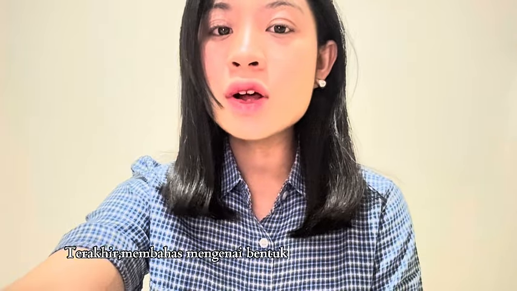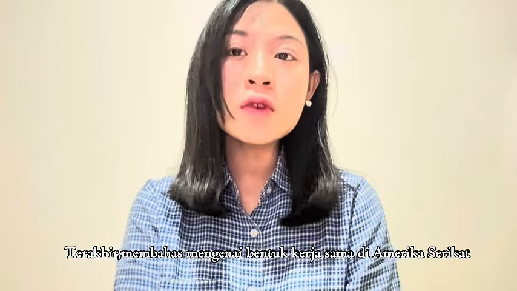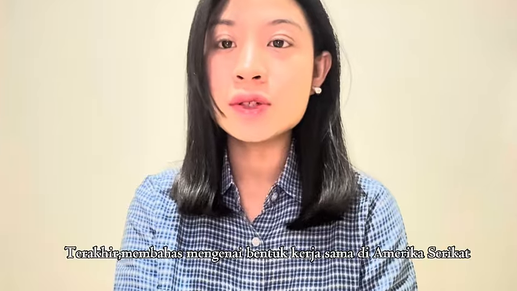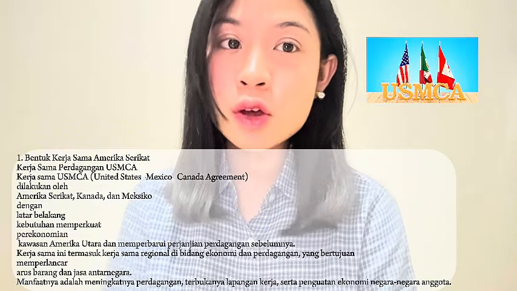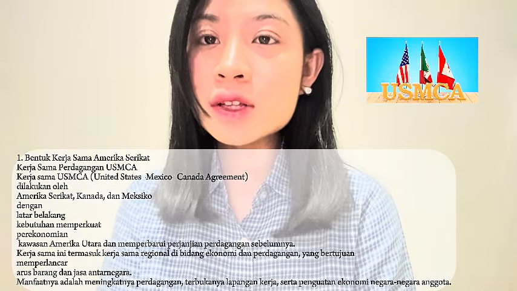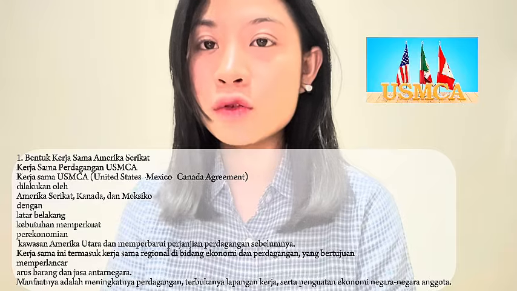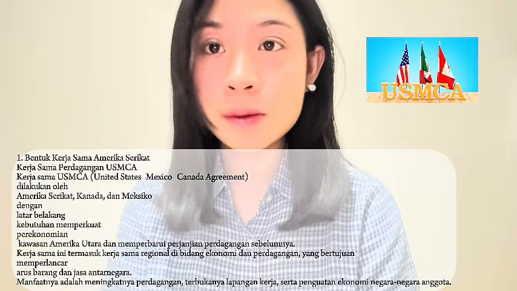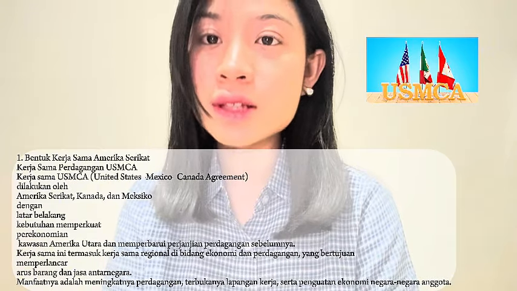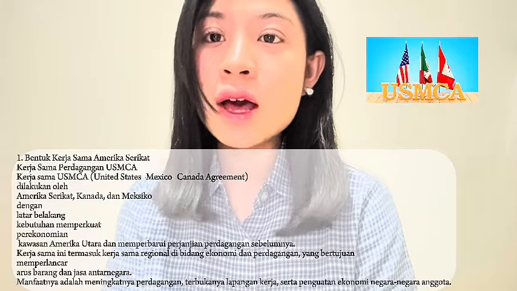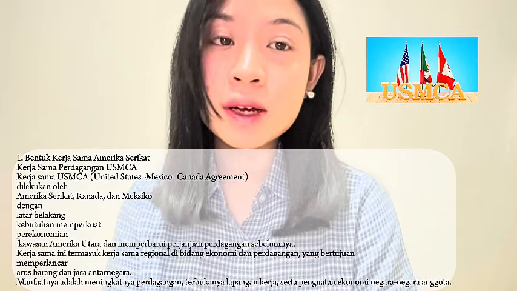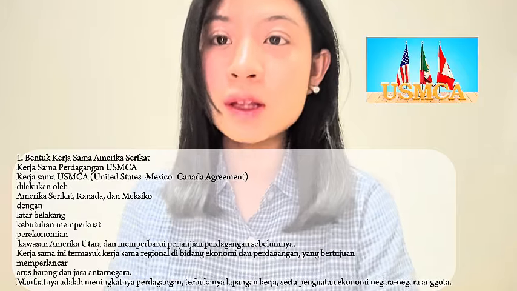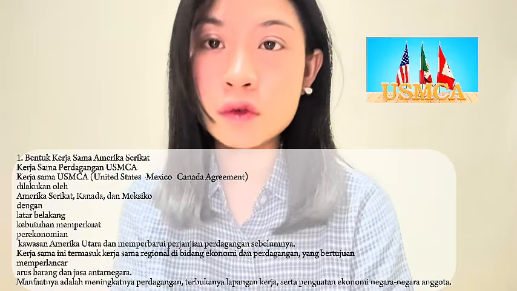The last one talks about forms of cooperation of the United States. We have three. The first one, USMCA trade cooperation. The United States-Mexico-Canada Agreement is a trade agreement between the United States, Canada, and Mexico, established to strengthen the North American economy and update a previous trade agreement.